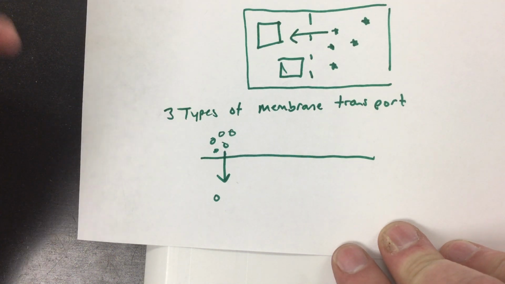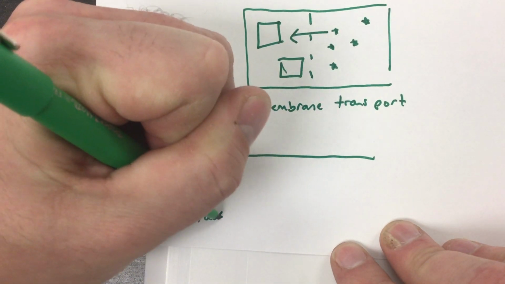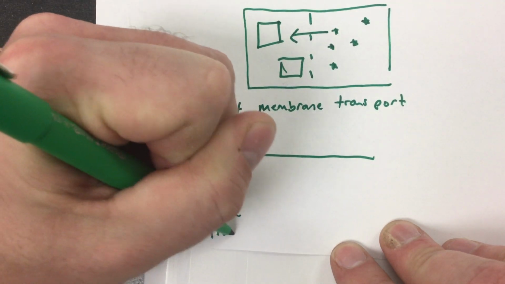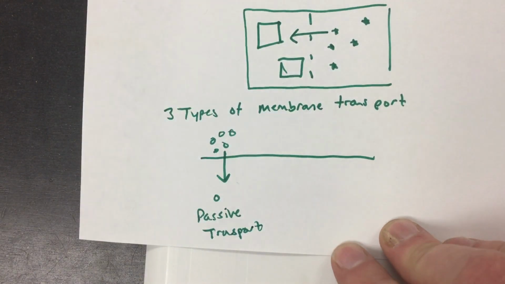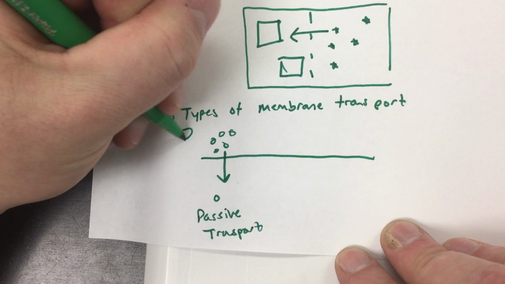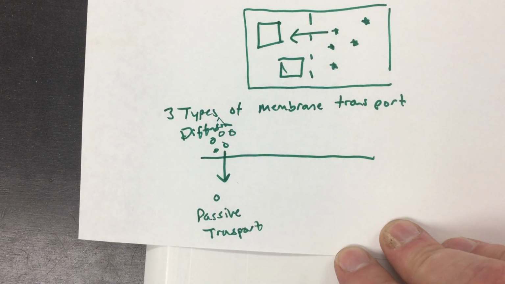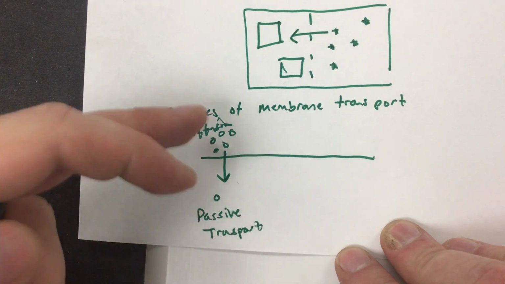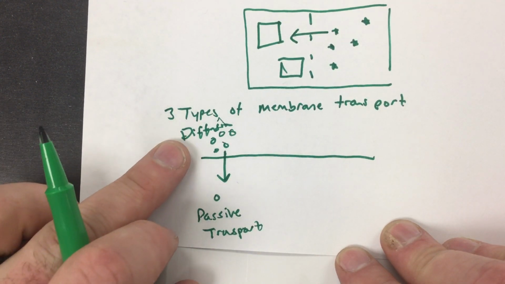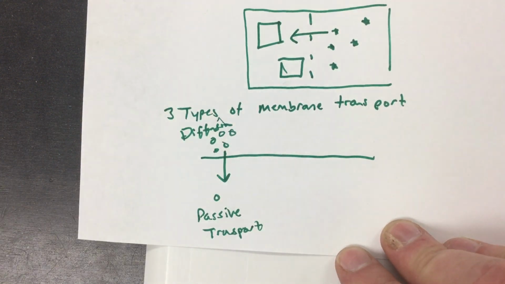Passive. It's passive is one of them. Yep, this is passive transport, and what's the other right answer for this one? Diffusion. Thank you, Jackson. Yes, and diffusion. So this is both passive transport and diffusion. Because it's going high to low, it's passive transport. It doesn't require energy. And it's simple diffusion because there's no protein to help it.